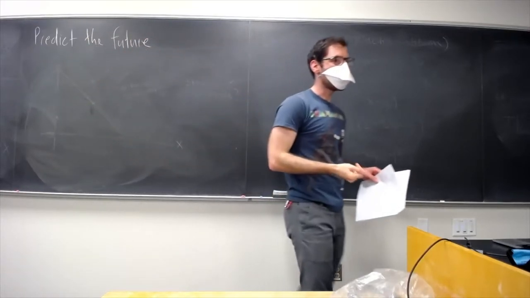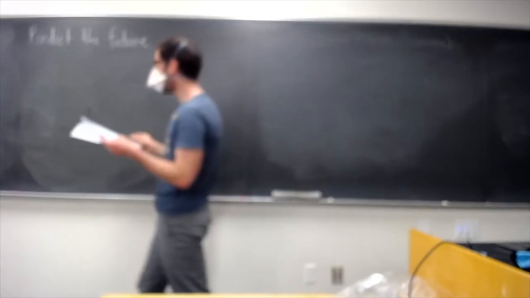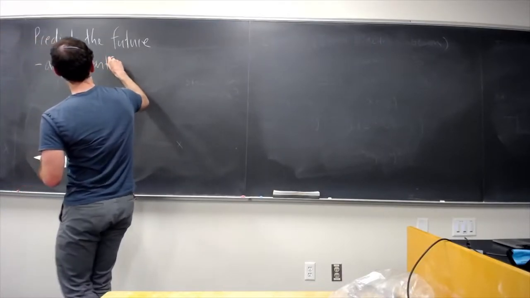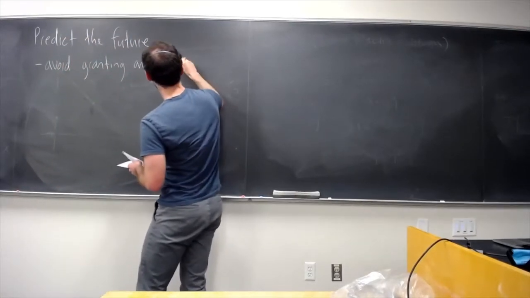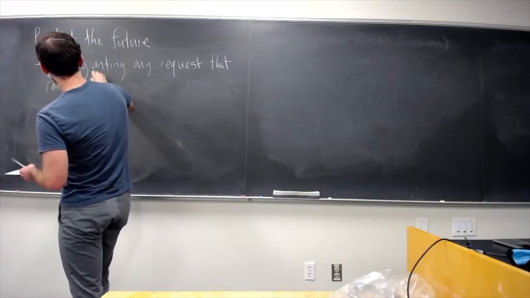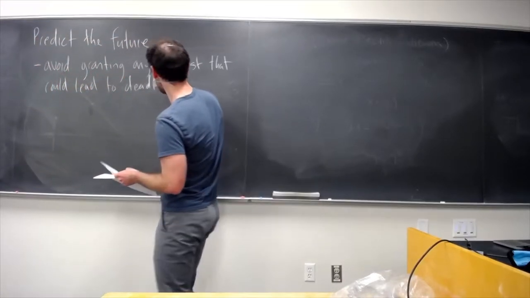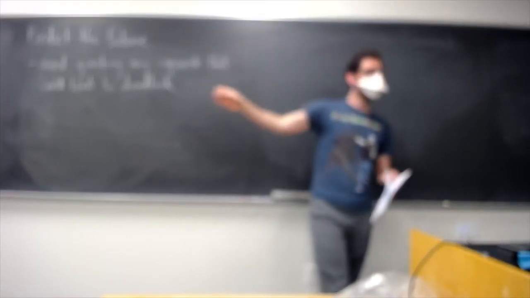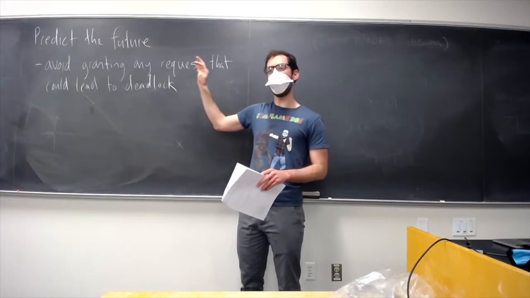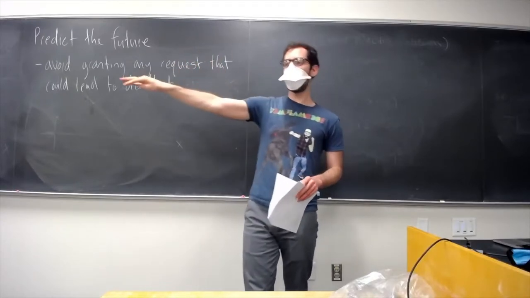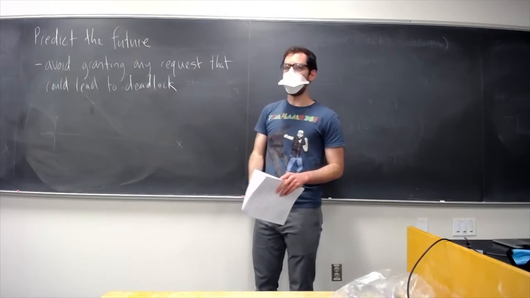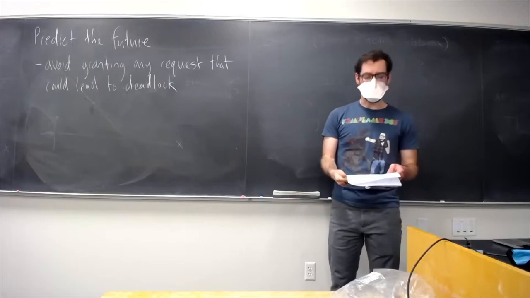what if we could predict the future? What if we could somehow avoid granting any request that would lead to deadlock? That if, say, some thread asked for some memory, and we had some way of knowing that if we granted this request, deadlock would be possible in the future, we could just not grant that request in order to avoid the possibility of deadlock occurring.